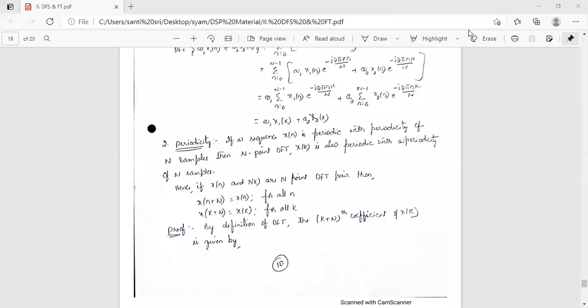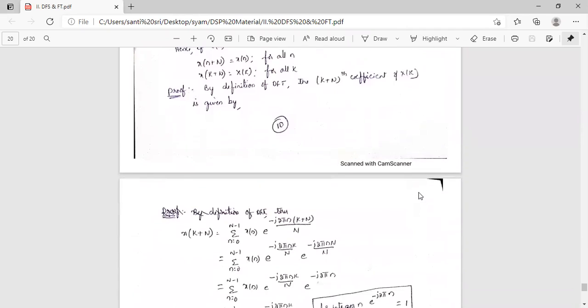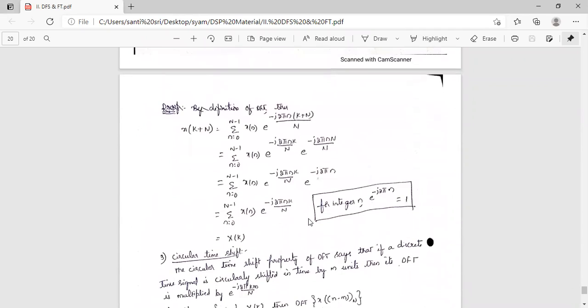Let us do this periodicity property. By the definition of DFT, X of k plus N is given by sigma n equal to 0 to N minus 1 x of n into e power minus j 2 pi n into (k plus N) by N, or we can write this as sigma n equal to 0 to N minus 1 x of n into e power minus j 2 pi n k by N into e power minus j 2 pi n into N by N.